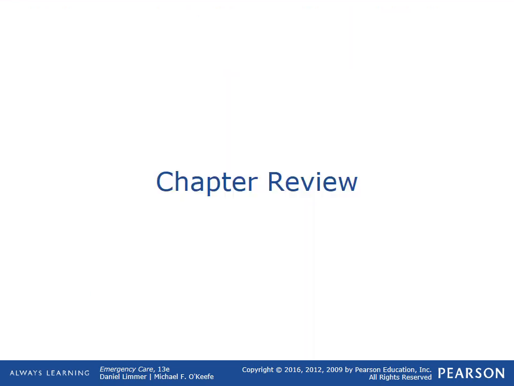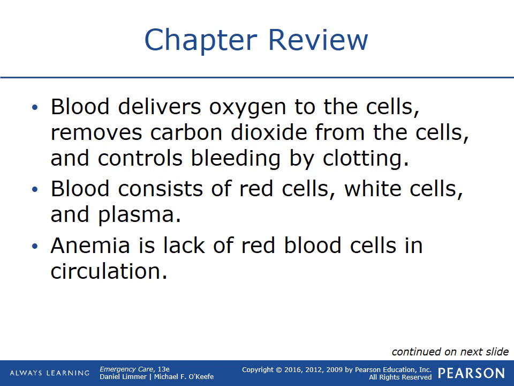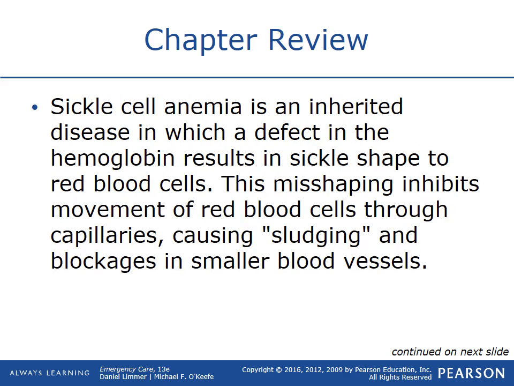So in review, the blood delivers oxygen to the cells and it removes carbon dioxide from the cells and it controls bleeding by clotting. It consists of red blood cells, white blood cells, and plasma. Anemia is a lack of red blood cells in the circulation. Sickle cell anemia is an inherited disease in which a defect in the hemoglobin results in a sickle shape to the red blood cells. This misshaping inhibits movement of red blood cells through the capillaries and it causes sludging or blockages in the smaller blood vessels, which leads to pain.